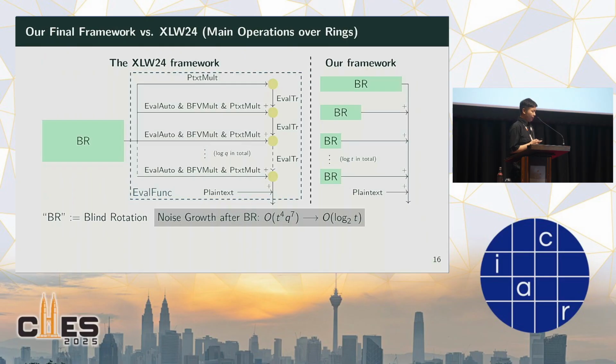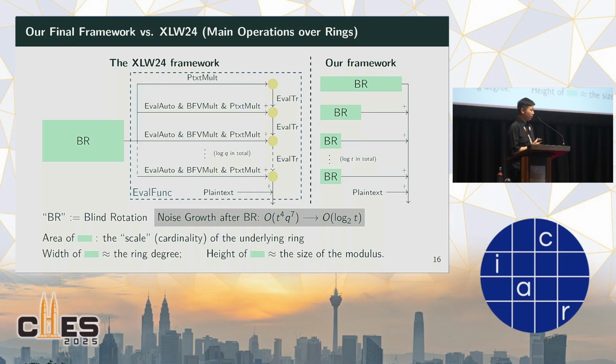This is our final framework and the comparison with the original framework. We can see that in this framework the noise growth is much smaller. We use rectangles to represent the scale, or the cardinality, of the underlying ring. We use the width to represent the ring degree and the height to represent the size of the modulus. In our framework, we have rectangles that are narrower and shorter, because we can use rings with smaller ring degrees and a smaller modulus.